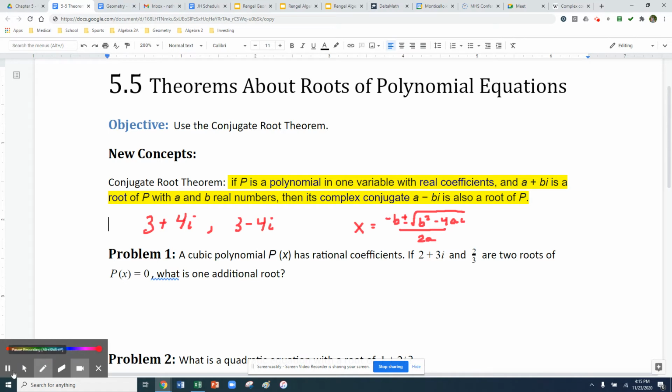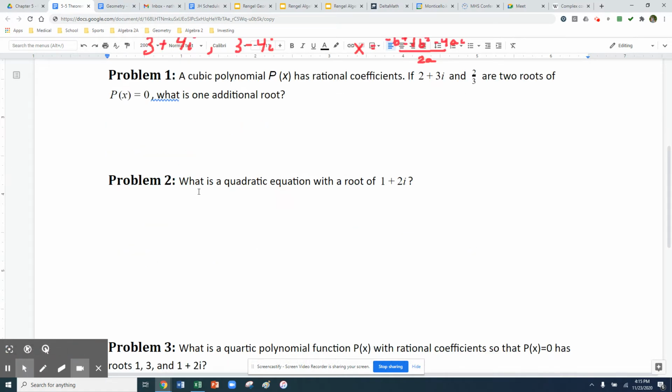So we're going to take a look then at problem 1. Problem 1 says a cubic polynomial P has rational coefficients, which we talked about above, so it's fitting the conjugate root theorem. If 2 plus 3i and 2/3 are roots, what is one additional root? Now the key to focus in on here is actually a couple of things. A cubic means that it is going to have 3 roots.